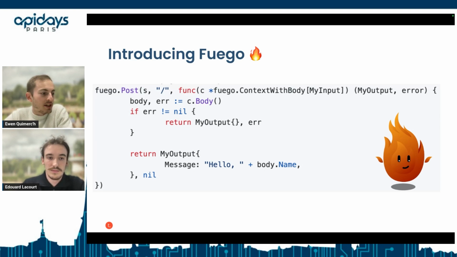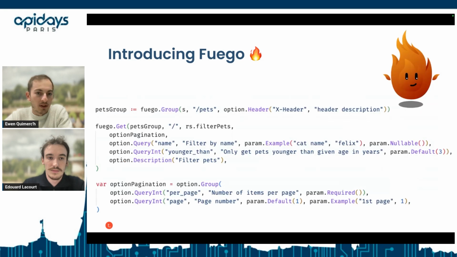For the route declaration, you can declare several parameters here. As you can see, we can declare pagination, some query parameters. We can add the description. It looks like a decorator pattern, but it's not that. In Go, we have something called the variadic options pattern, which is very powerful because it looks like decorators, but it is strongly typed.